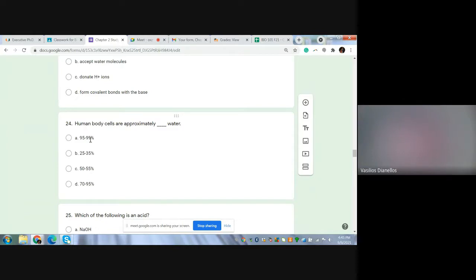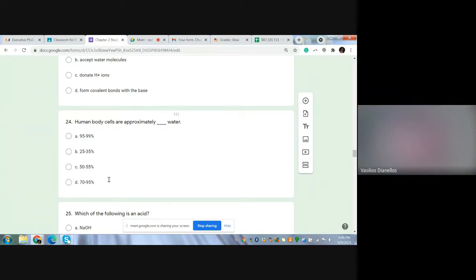First of all, there's all kinds of different body cells. You know, there's cells in your hair versus cells in your eyeballs versus cells in your stomach, right? So some of them are going to have more water than others. And then you have to think about the fact that there's so many different people. And on any given day, some days you're more hydrated than other days, right? So think about that. Hopefully that helps you remember that there's a wide range, and it's 70 to 95. Any questions about number 24?